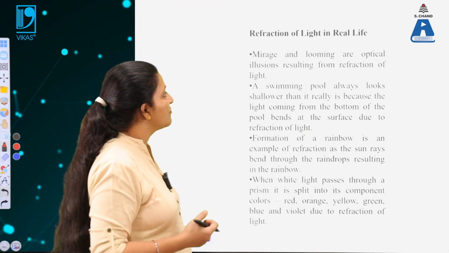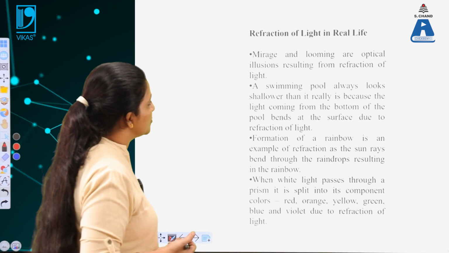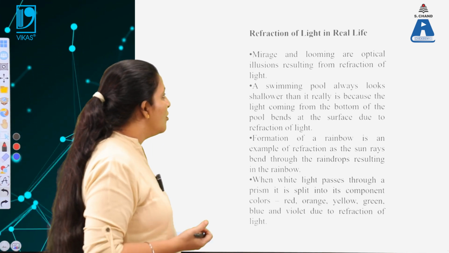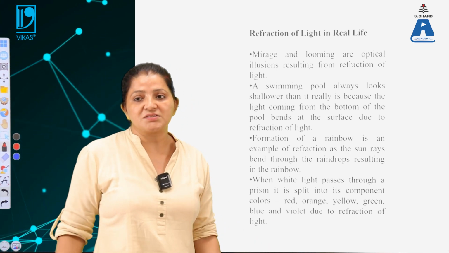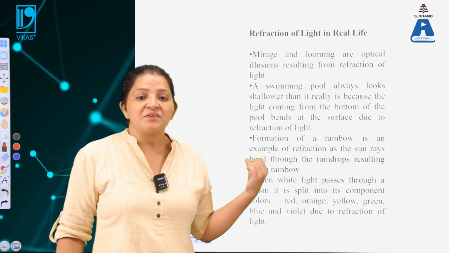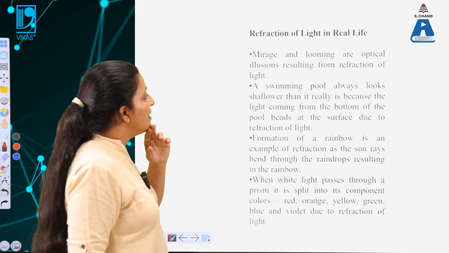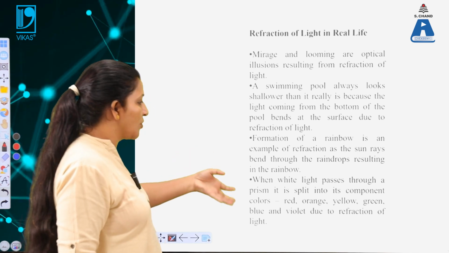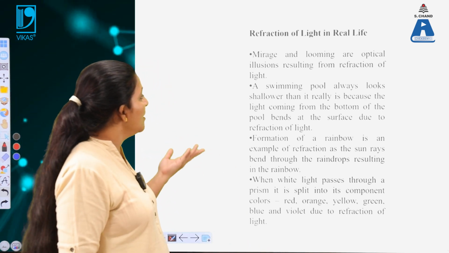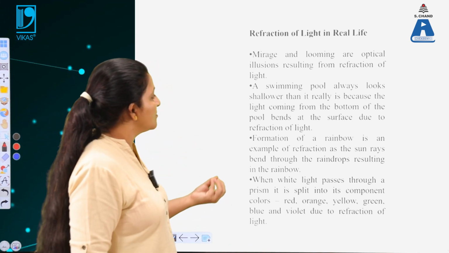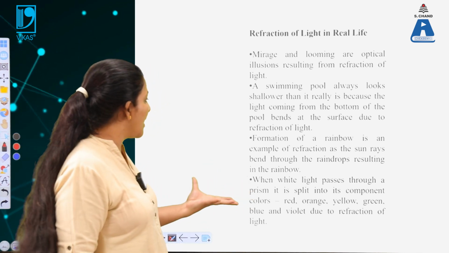Next, refraction of light in real life. The mirage and the looming are optical illusions resulting from refraction of light. The mirage effect that occurs in day-to-day life is due to the refraction of the light. Swimming pools always look shallower than they really are, because the light gets refracted from the bottom surface of the pool. So due to refraction of the light, their depth is seen different from the actual depth.